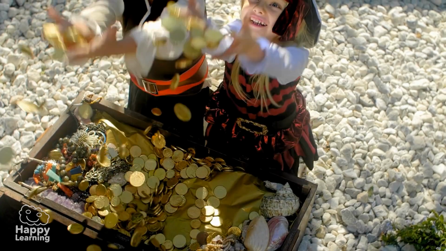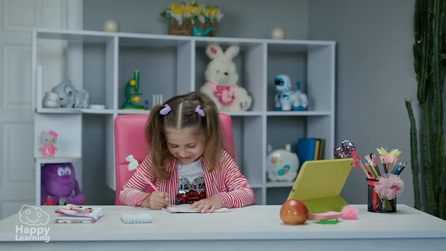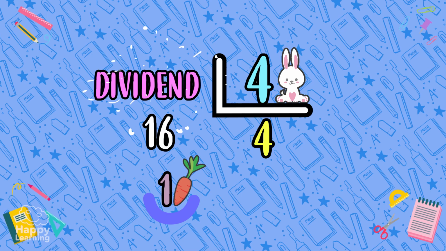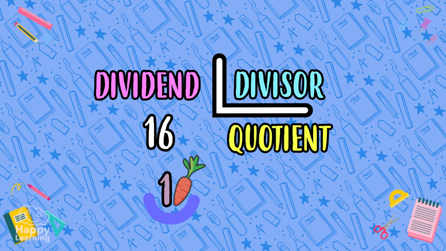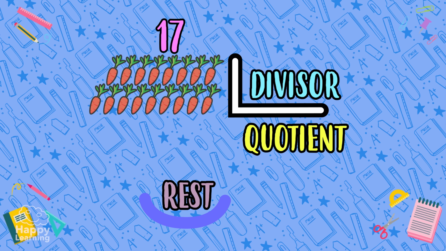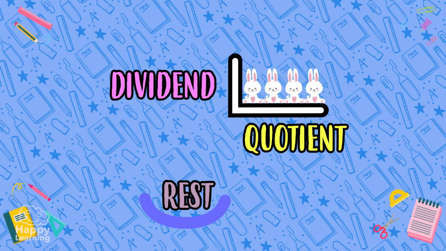We already know what it means to divide, and we also know how to do the mathematical operation. Now, we are going to learn the parts of the division, which are the dividend, the divisor, the quotient, and the remainder. The dividend is the amount that we are going to distribute. In this case, it is the number 17 because there are 17 carrots that we are going to distribute. The divisor is the part between which the dividend will be distributed. Since there are 4 rabbits, the number 4 is the divisor.